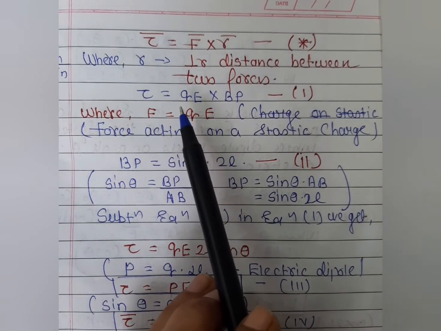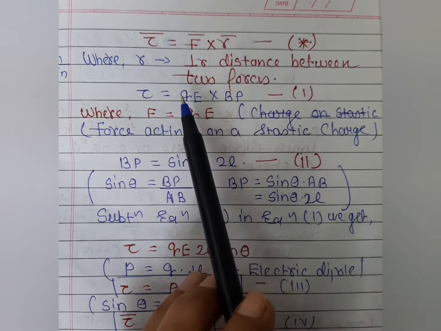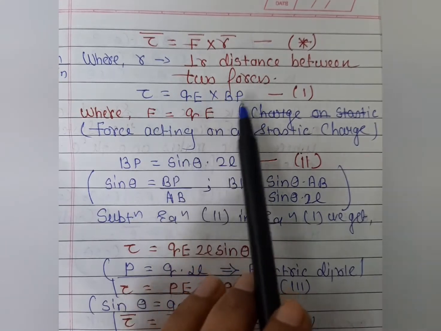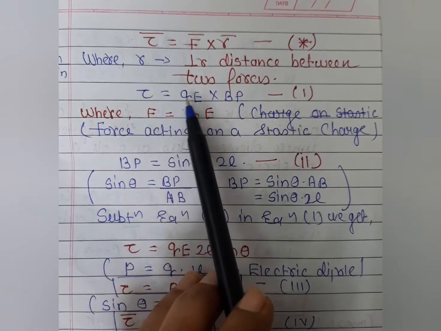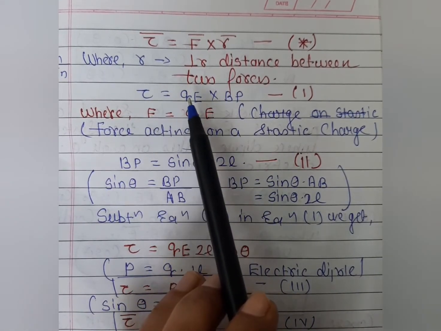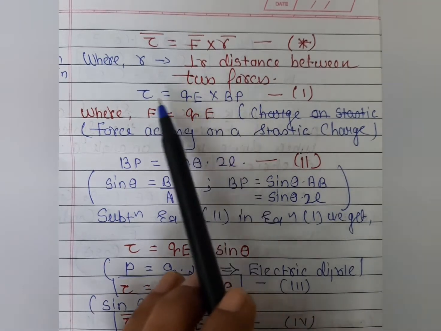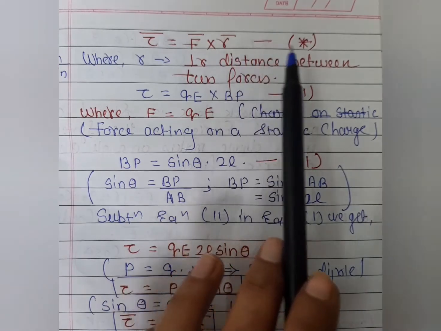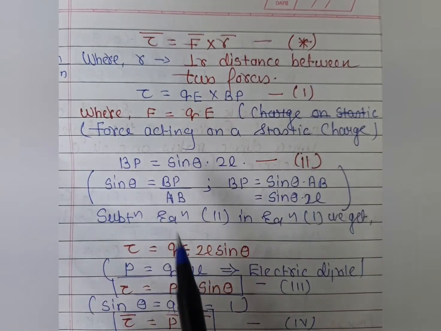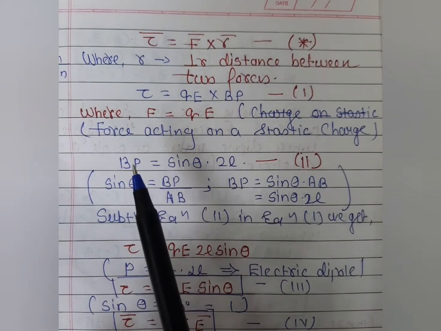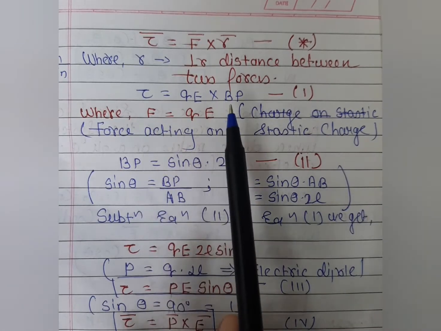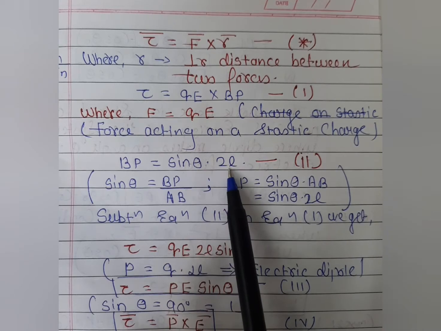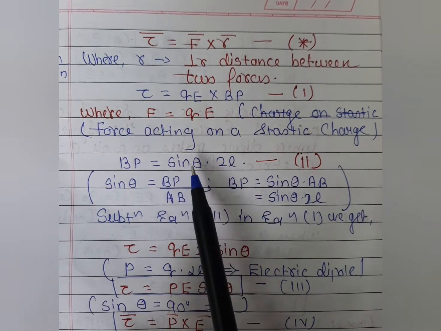Students, we are taking two opposite charges, that's why we are writing minus Q and plus Q. But when writing the standard formula, we can consider only QE. That is tau is equal to QE into BP. We consider this equation 1, and tau is equal to F into R we consider the star equation. So students, here BP is nothing but the perpendicular distance, and BP is sine theta into 2L. Sine theta 2L, how did we get this, students?